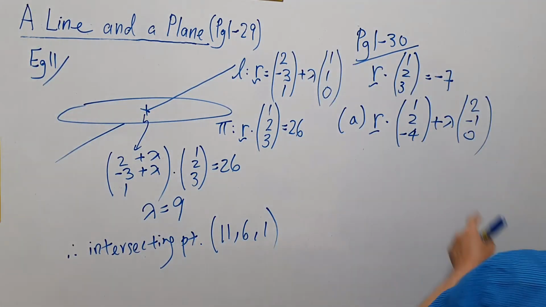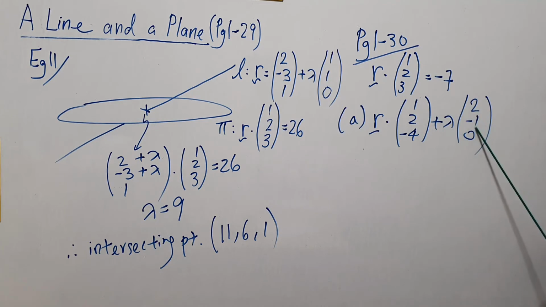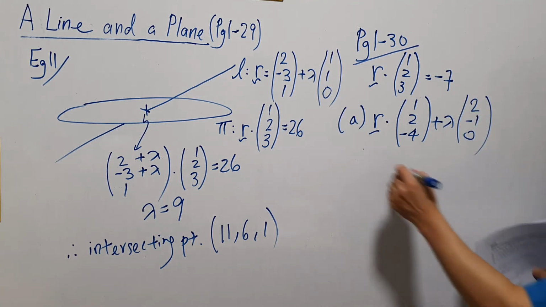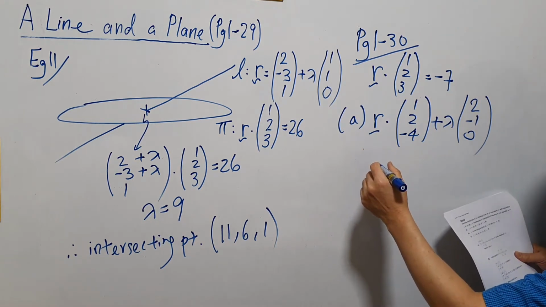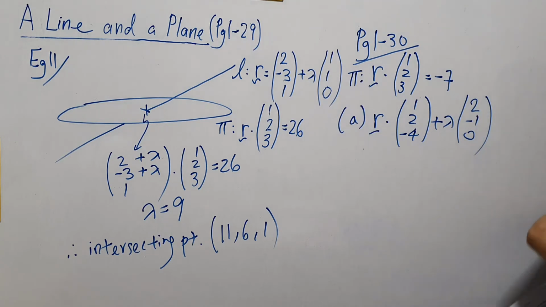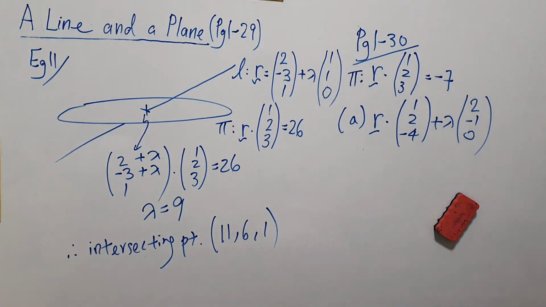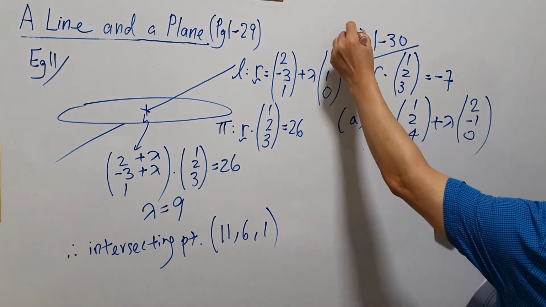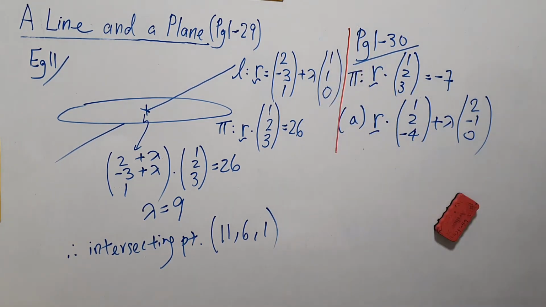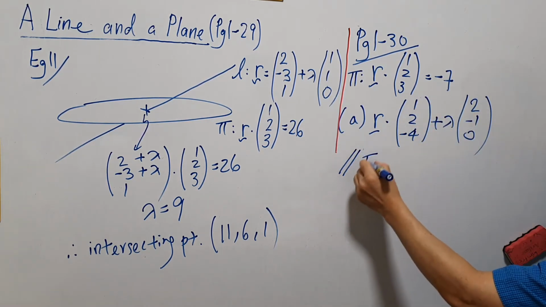Let's check it. If you take this vector (1, 2, 3) dot with this vector, what do you get? You get 0, right? So this line is parallel to this plane. This plane is given by the notation pi. Let me erase this, and put it like this to demarcate them. Okay, so obviously this line is parallel to the plane pi.